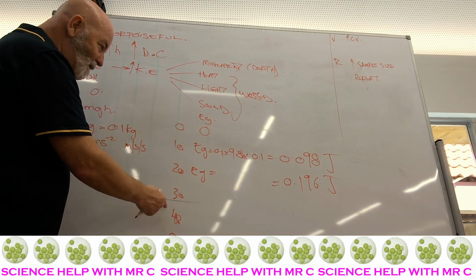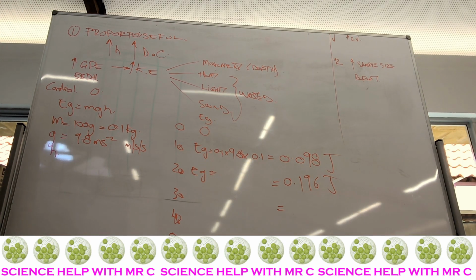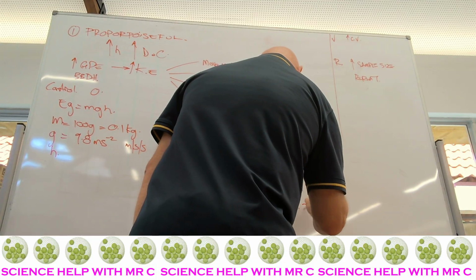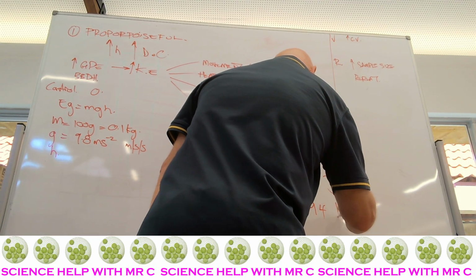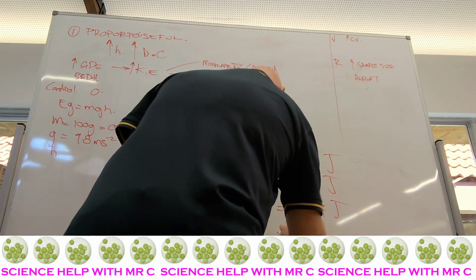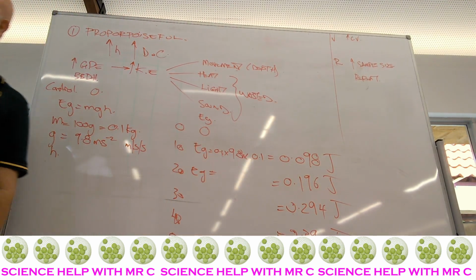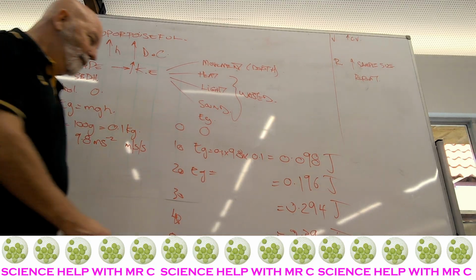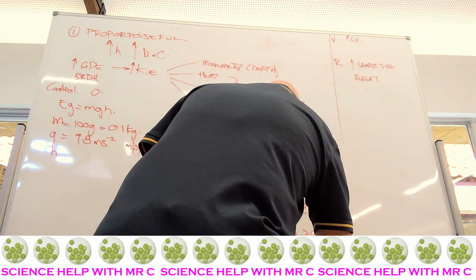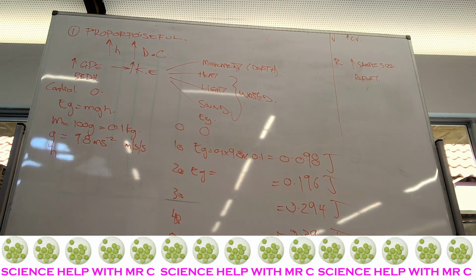Now this is 3 times that. So that one will be 0.294 joules. Then 0.392 joules. Then 0.490 joules.